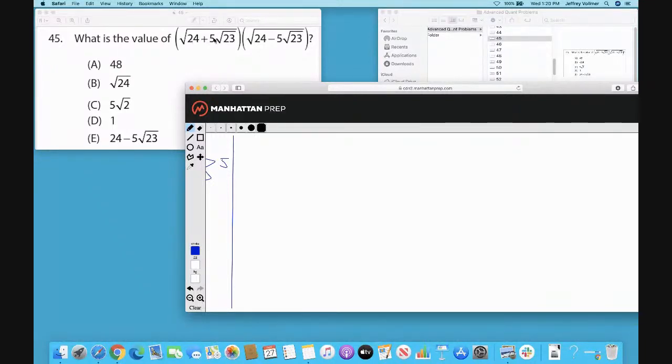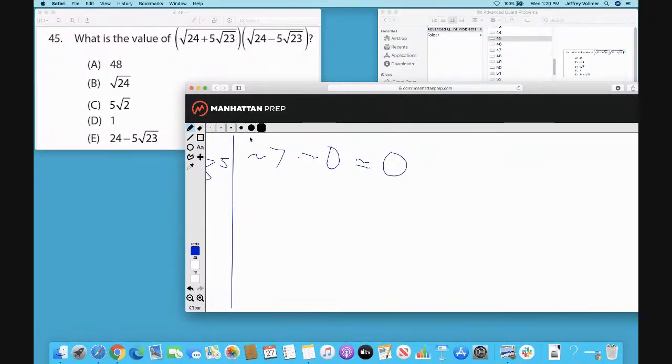Root 24, let's do this, 5 root 23. So I'm actually not going to write this down. I'm going to do a lot of this in my head. Root 23 is just under 5, times 5 is just under 25, plus 24 is about 49. So this is root 49-ish, which is about 7. 24, same thing here. So 5 times root 23 is about 25. Technically, it's going to be smaller than that because 24 minus it can't be negative. So this is going to be about 0. So about 7 times about 0 is about 0.